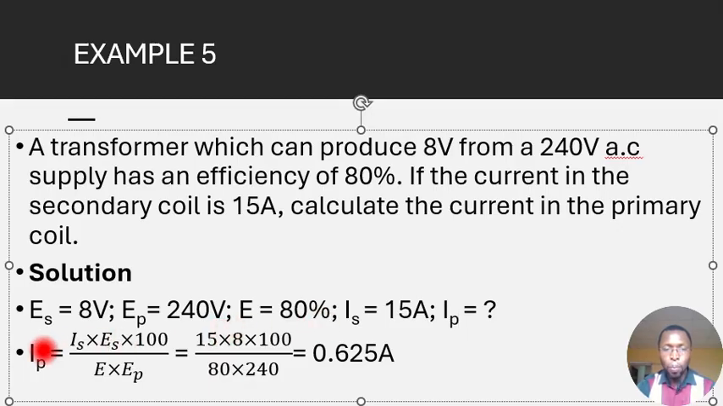So now using this formula, IP equals IS times ES times 100 all over E times EP. So our IS, we have it to be 15 ampere, we substitute the value. Our ES is 8, we substitute the value, and 100 is there. Then our efficiency is 80, so we write it here. And our primary voltage is 240. To simplify all this, we have our primary current to be 0.625 ampere.